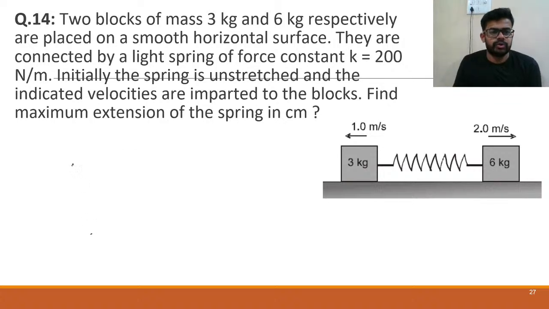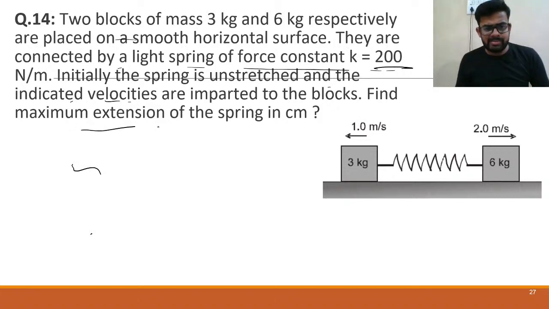Yes. So two blocks of mass 3 kg and 6 kg respectively are placed on a smooth horizontal surface and they are connected by a spring constant S. Now what's going on? Initially the spring was unstretched and indicates the velocities imparted. Yeah, so velocities are given here. So it is what is the maximum extension?